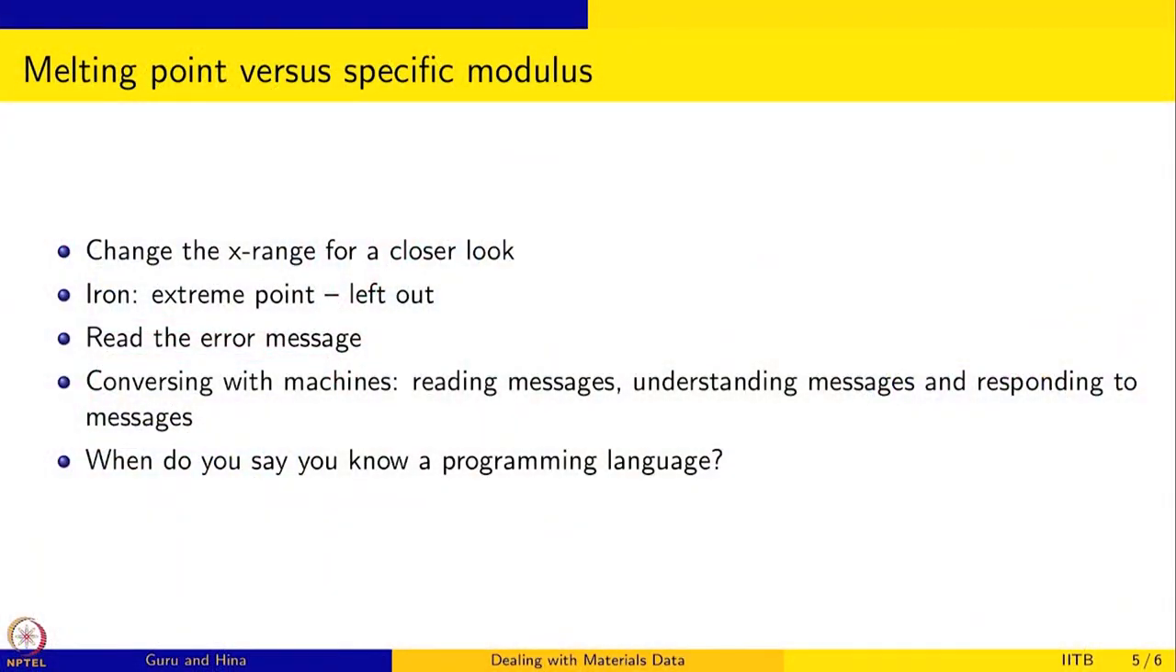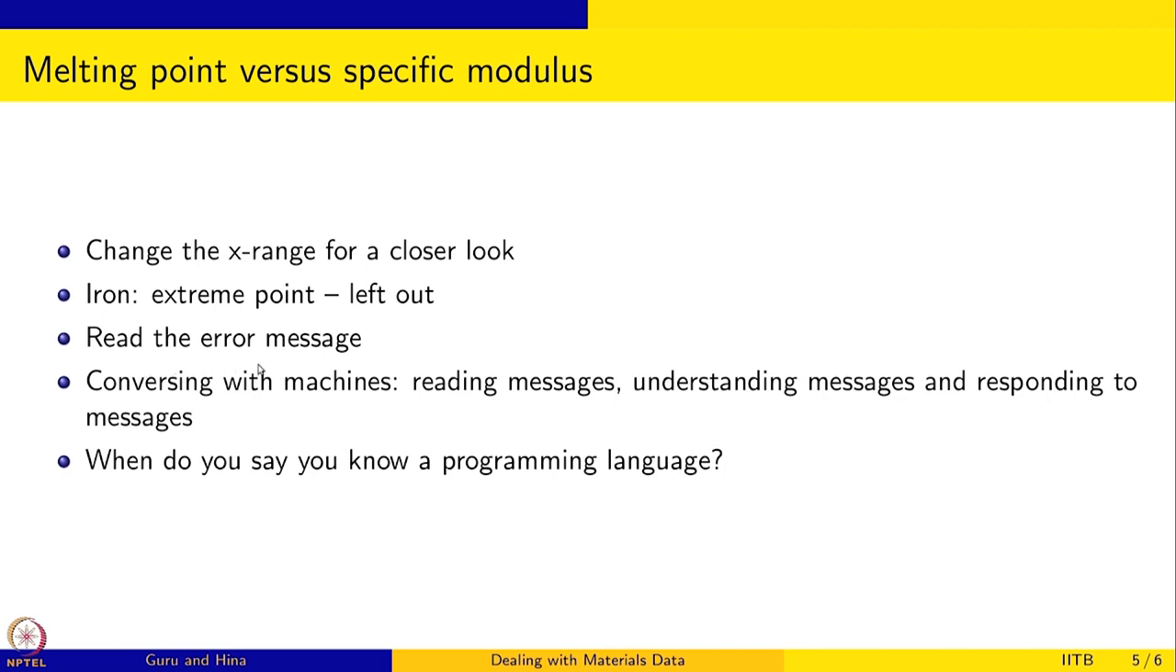So we are going to use the melting point versus specific modulus plot, and such a plot will also show you the extreme points. We are going to plot and look at how the points look, and specifically we are going to learn that iron is an extreme point. Then we are going to manipulate the plot in such a way that we leave out iron and look at what happens. In the process, there is some programming that one learns, and I want to emphasize it at this point.